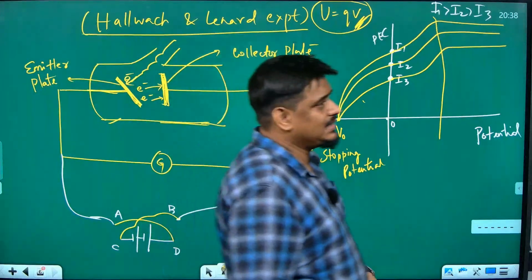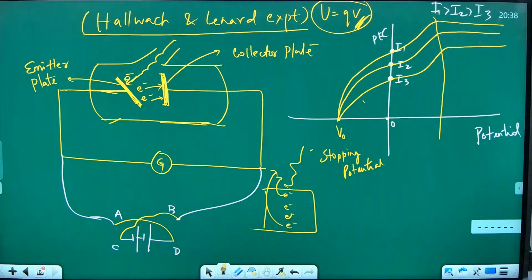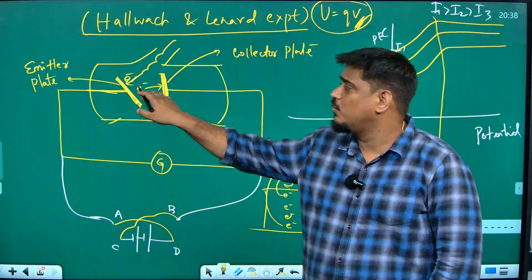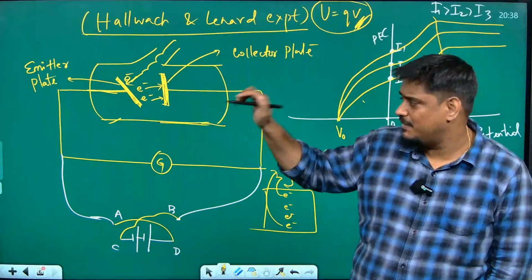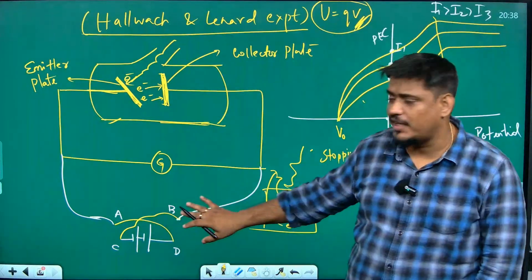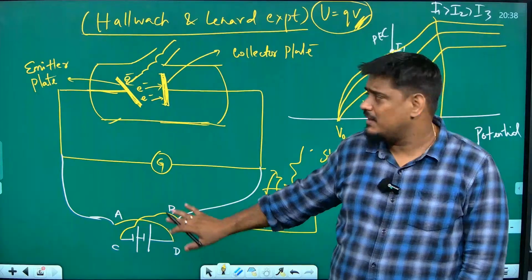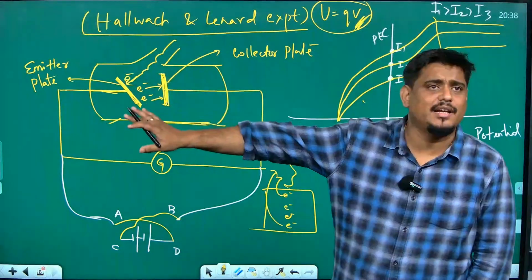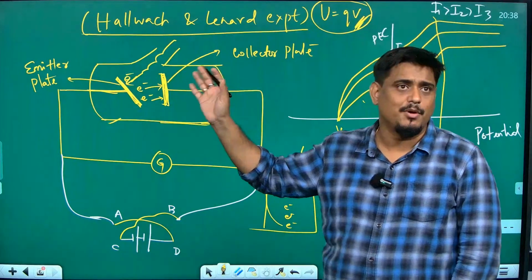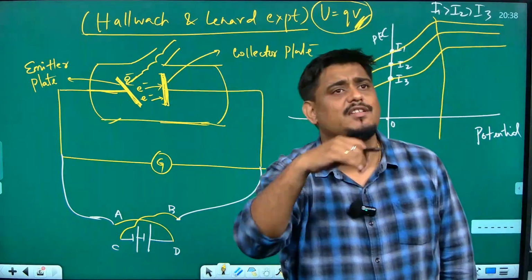See, I said that, please pay attention. I said that when you are increasing the potential, then the electrons are able to go faster to the collector plate. Why? Imagine there was no potential connected across. Then what happened? If 100 electrons came out by the photoelectric effect, all the 100 electrons may not be able to reach there, because all the 100 electrons may not have sufficient kinetic energy.